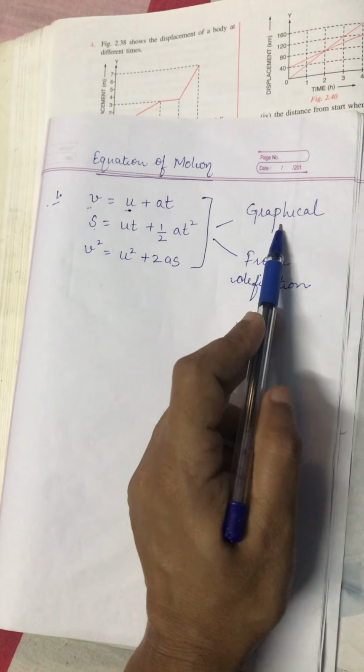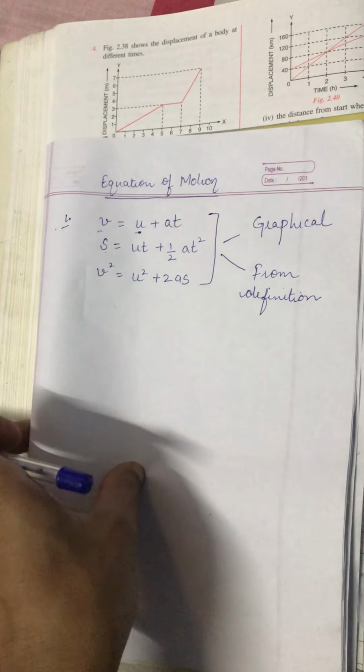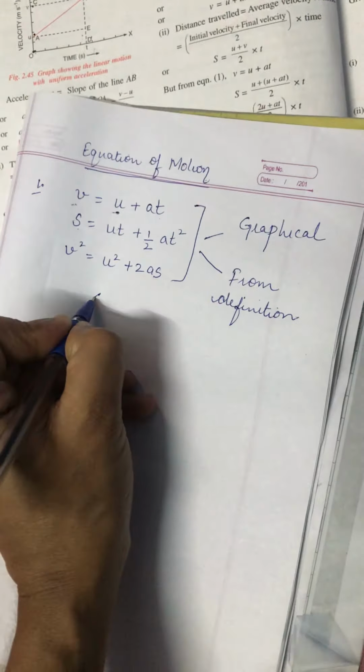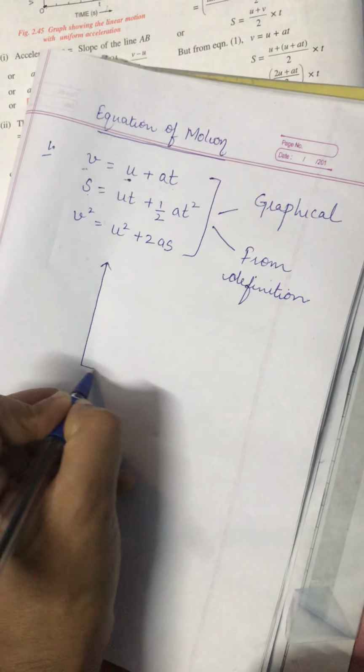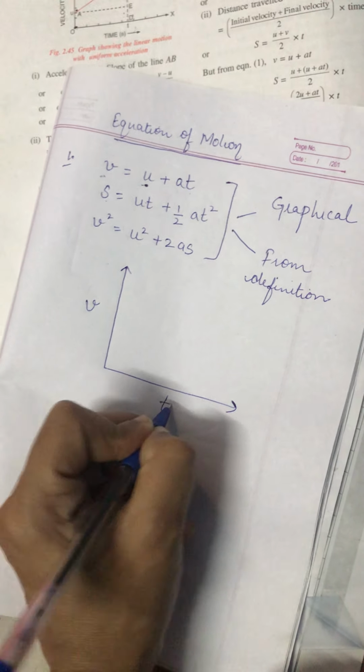There are two methods to do it. One is graphical representation and another one is from the definition. So the first part which we are going to start, as it's given in your book, is graphical representation. We are taking the velocity time graph to find out these equations.